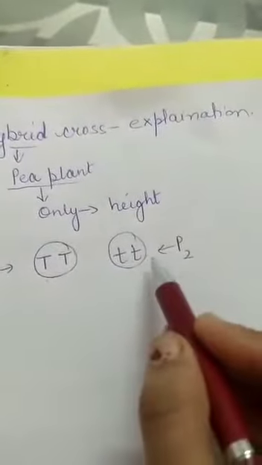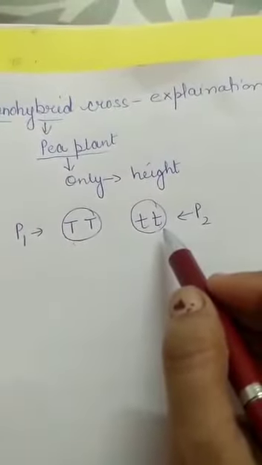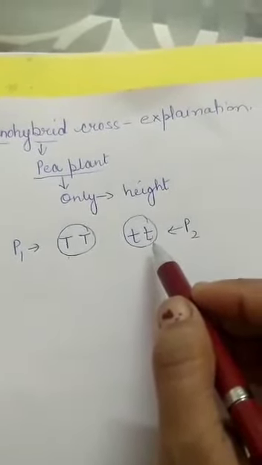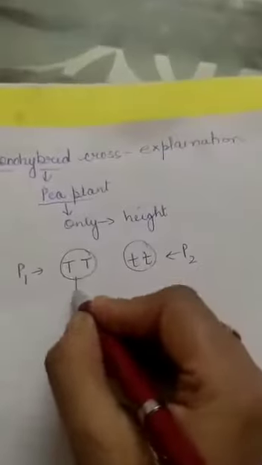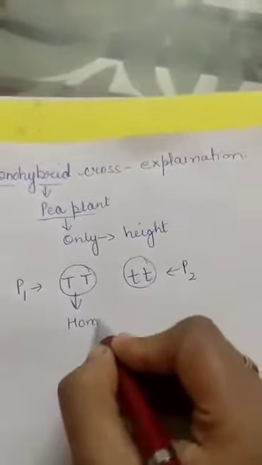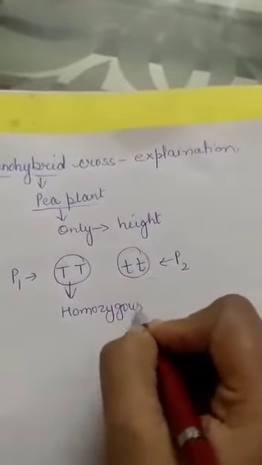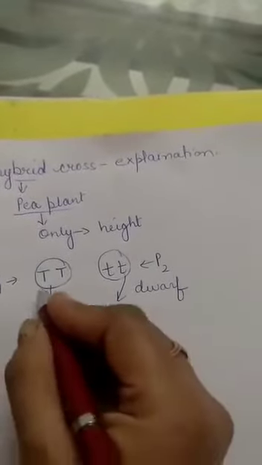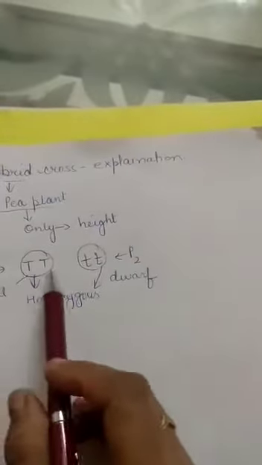Children, this point is very important to notice: what is pure tall, what is pure dwarf. An individual which carries both the alleles for tallness is pure or homozygous tall, and this one is homozygous dwarf. Now what did Mendel do? He made a cross between these two individuals.